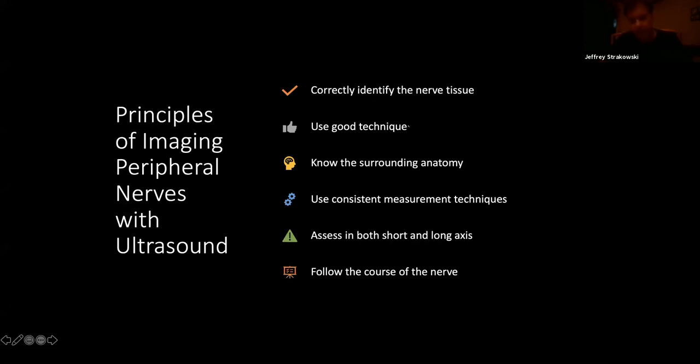Use good technique, which we'll talk about quickly. Know the surrounding anatomy. Use consistent measurement techniques. Always look in both short and long axis. And just like everything we do with imaging and ultrasound, we say one view is no view. We want to make sure we always see it in two views, and follow the course of the nerve. Those are all important things, and those are all the principles we use every time we're using ultrasound.